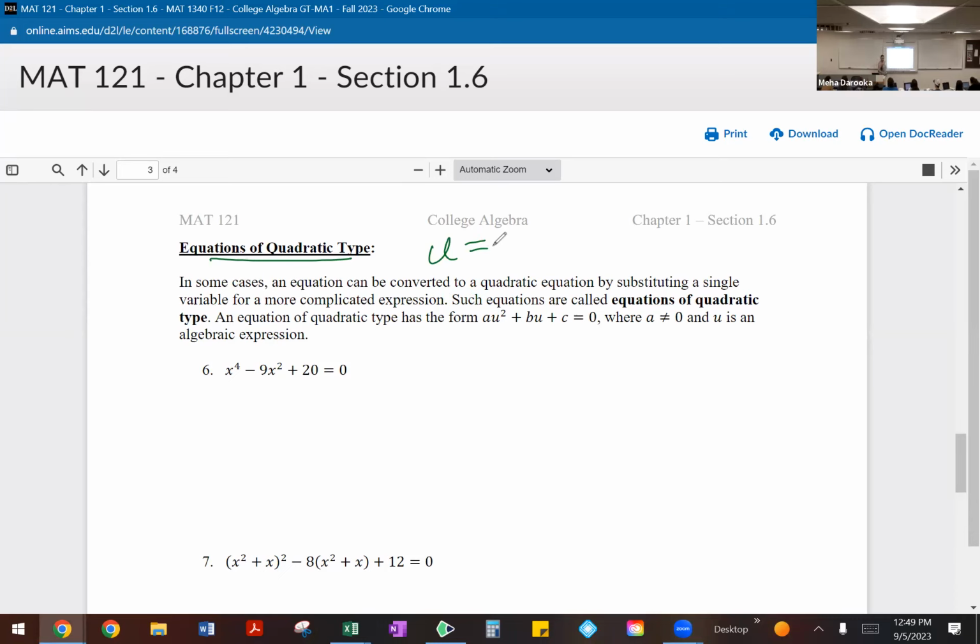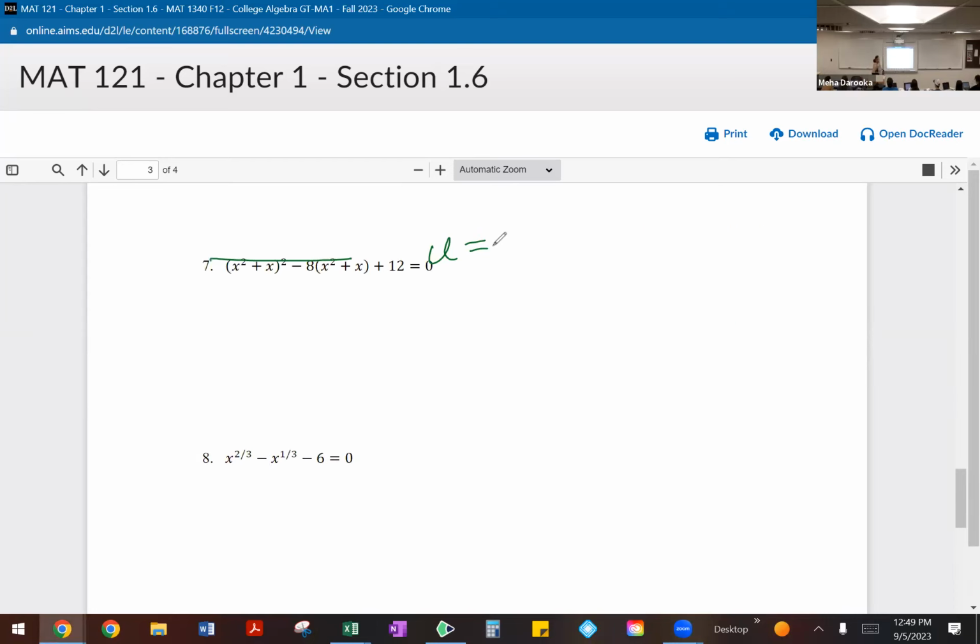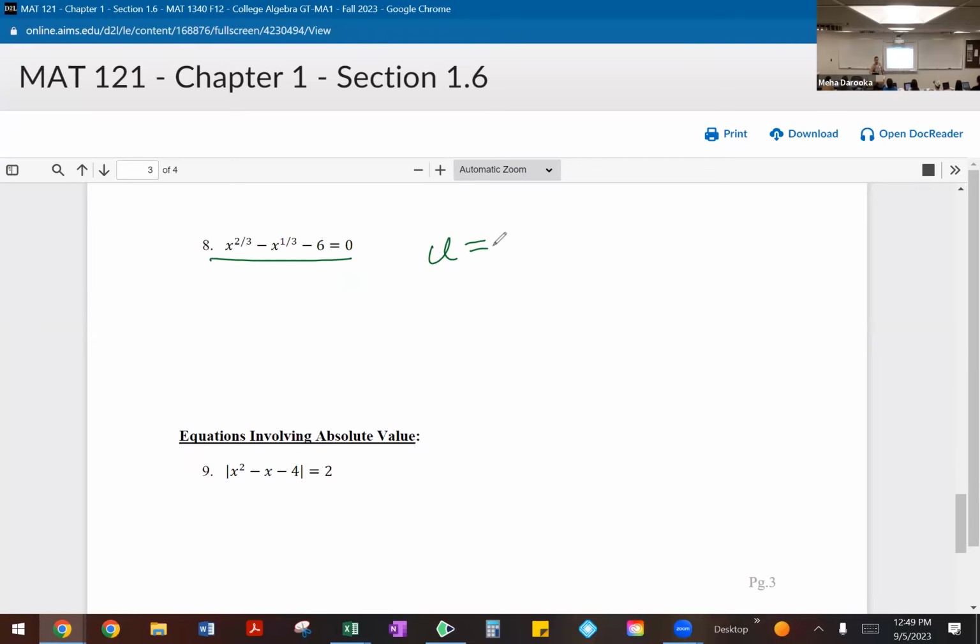In number 7, my middle term had the x squared plus x, and you can see this is just x squared plus x to the second power, so my U substitution would be x squared plus x. In number 8, let your middle term guide you again. So x to the 1/3 power is going to be your U substitution. So this is where we would set this up as x to the 1/3 for my U.